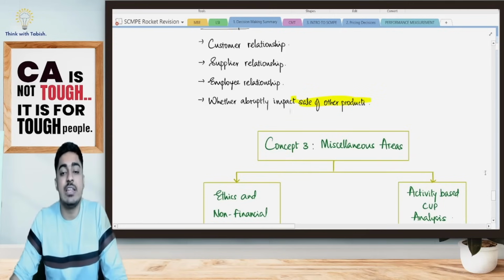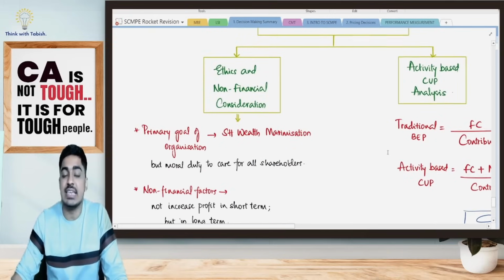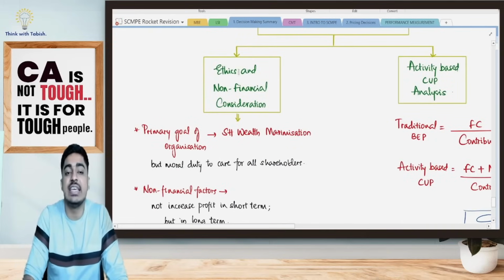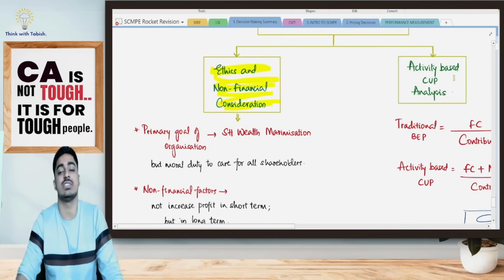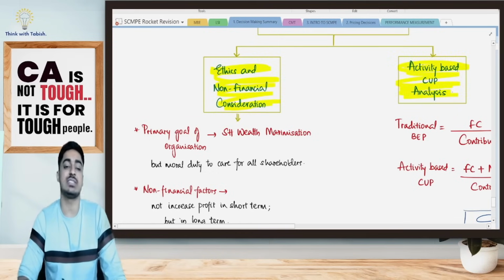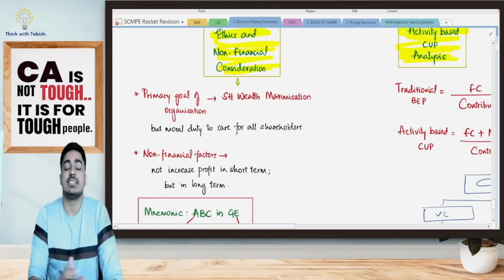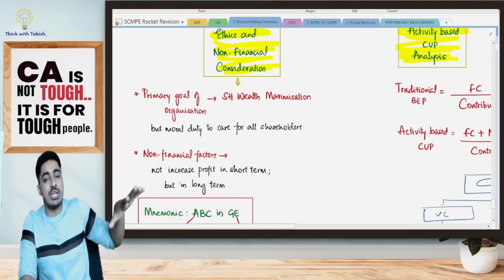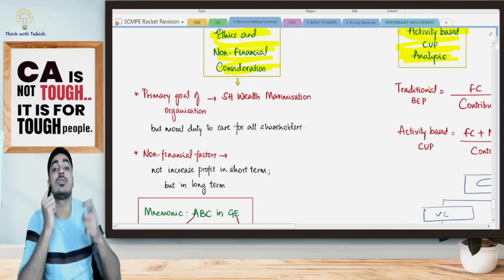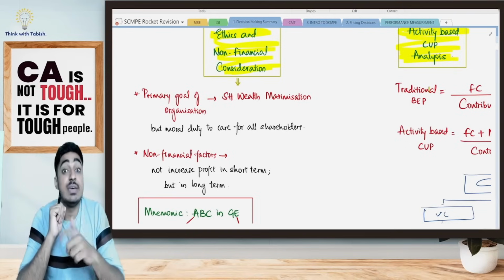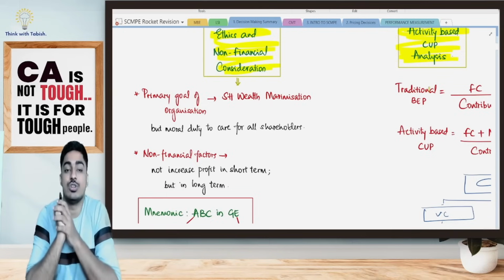Now we are having final concept number 3, miscellaneous areas. And the 2 points are there. Firstly, ethics and non-financial consideration in case of decision making, as well as activity-based CVP analysis. Ethics and non-financial consideration. We have told financial perspective, you will compare marginal revenue, marginal cost, take a decision. But decision making is not just financial, non-financial factors should also be considered.